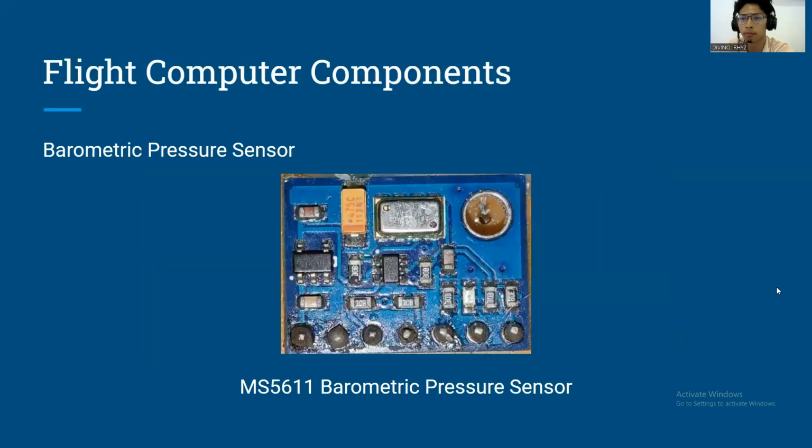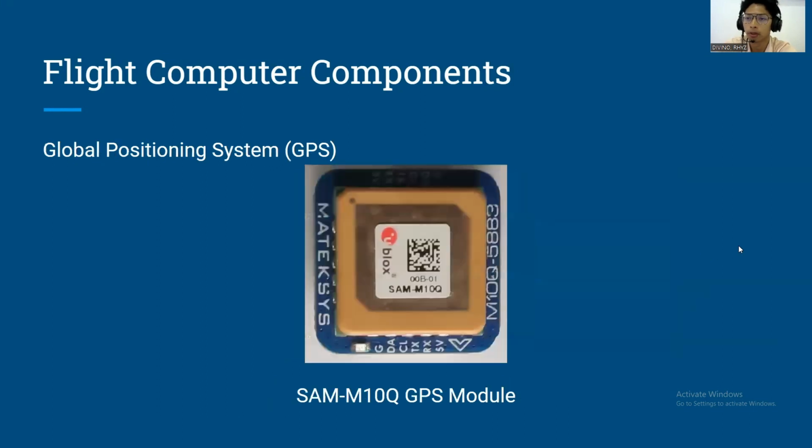The next one is the barometric pressure sensor. This helps us detect ambient pressure and identify the altitude of the system. As the pressure decreases, the altitude increases. It is an MS5611 barometric pressure sensor that has an accuracy of plus or minus 1.5 millibar.